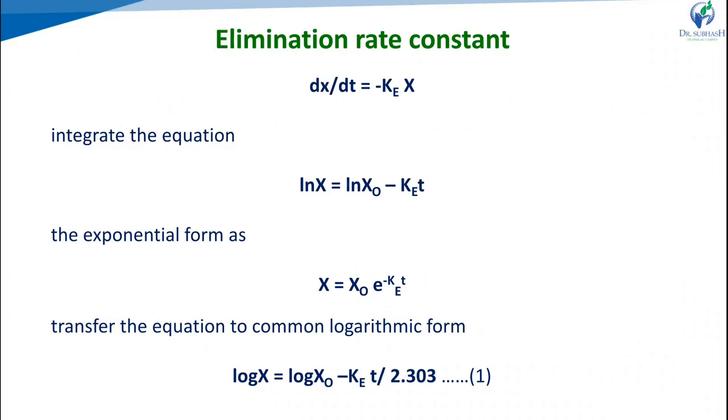Then we have to go for the exponential form of that equation. So we have to find the e raised to, which is called the exponential form base equation. So x is equal to x0 e raised to minus Ket. Now that is the mono-exponential form equation for the one compartment model. Transfer the equation to the common log base form. So it becomes log x is equal to log x0 minus Ket upon 2.303.